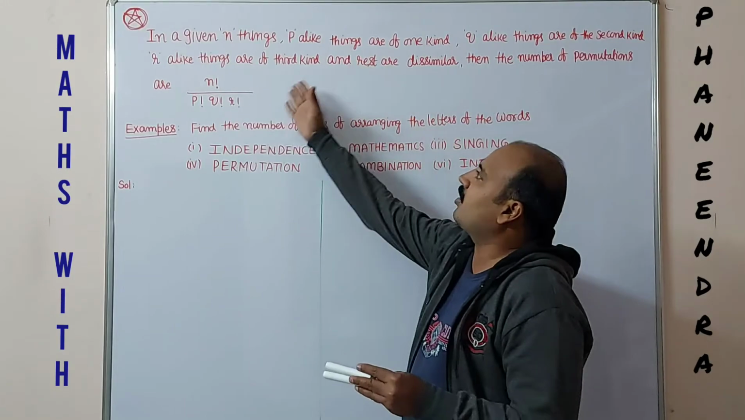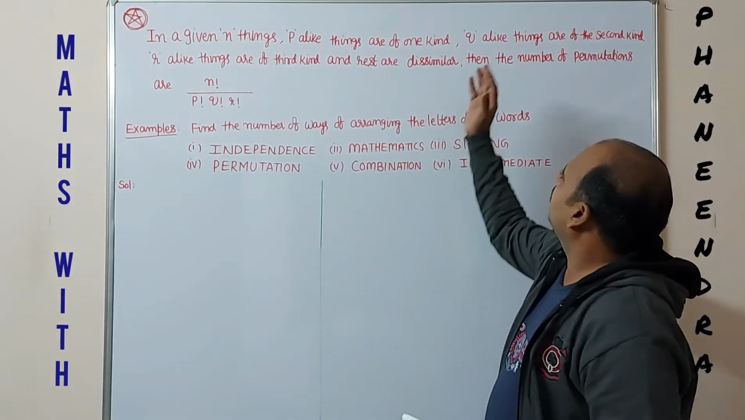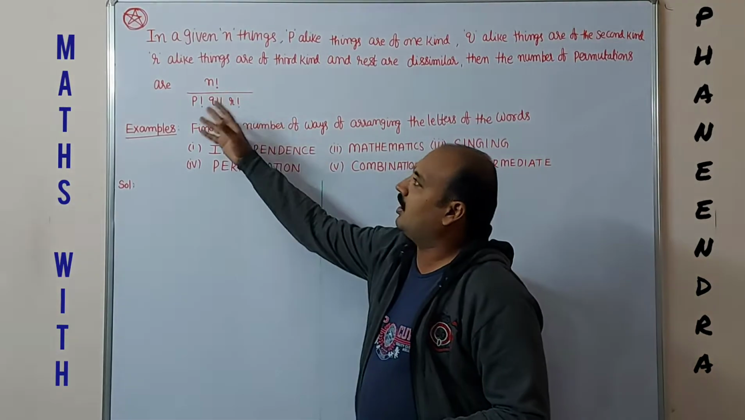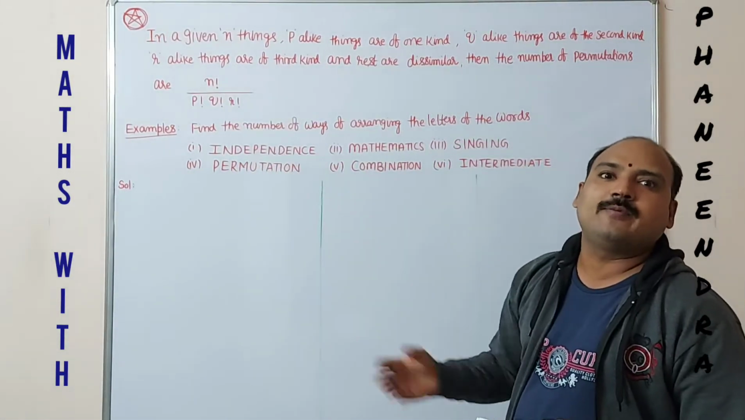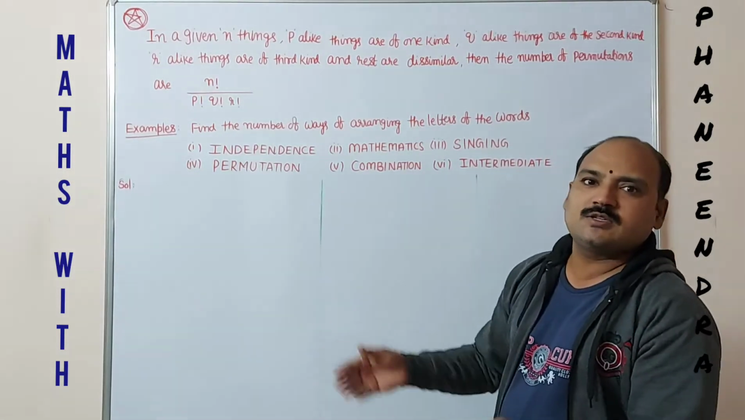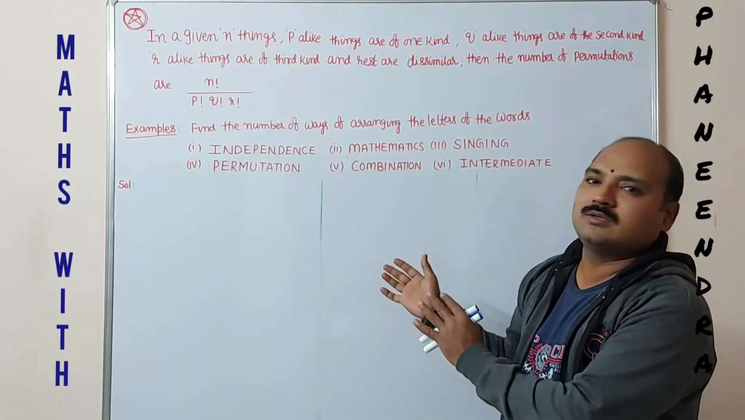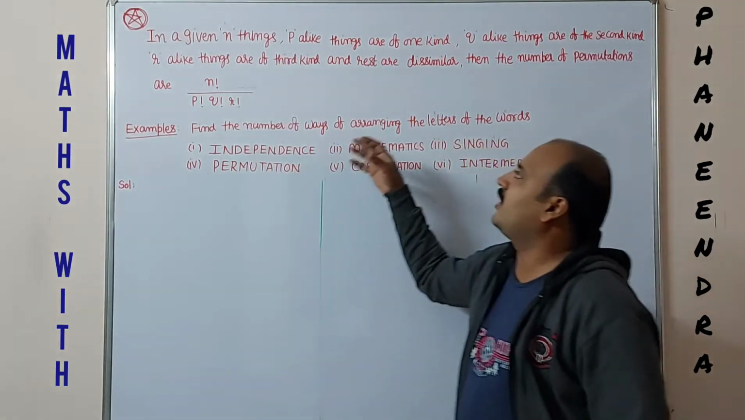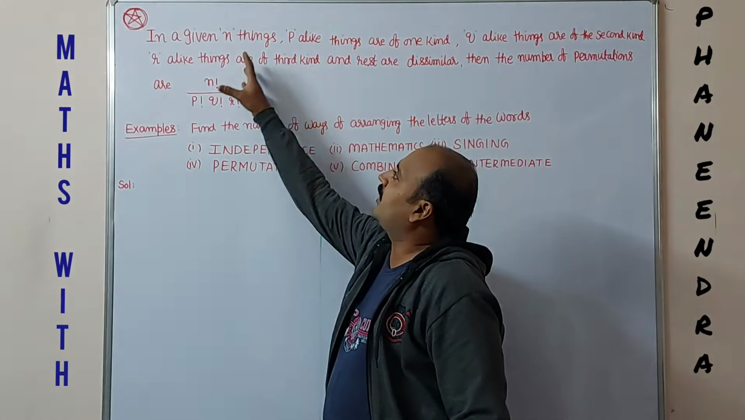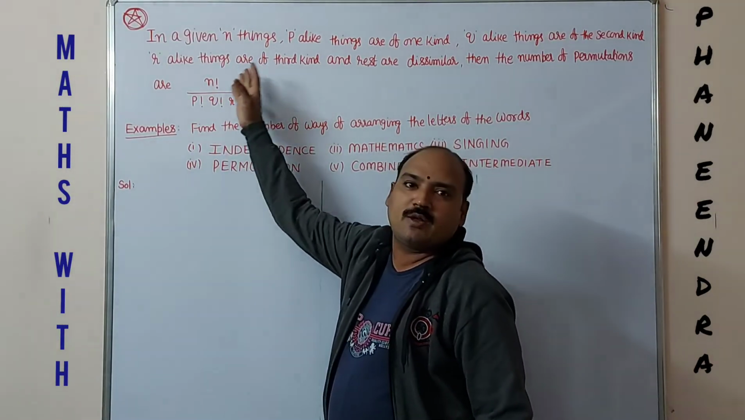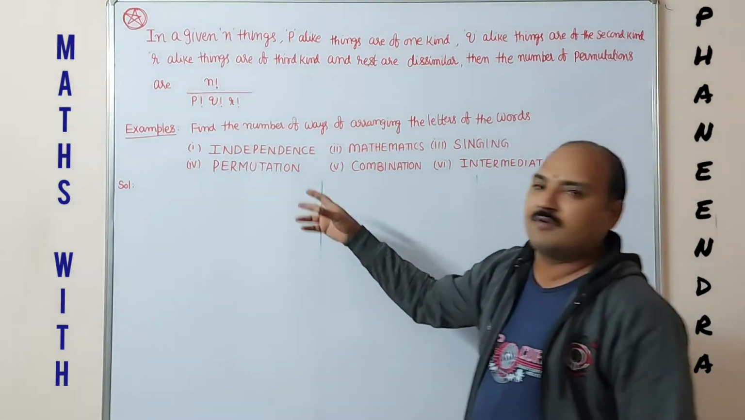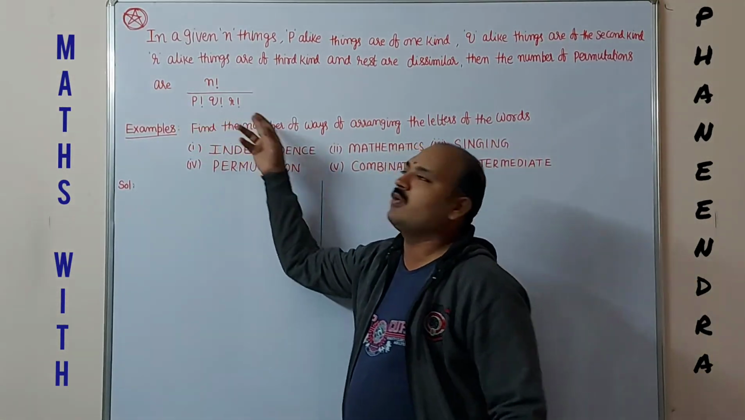Out of n things, p are alike, that is the first kind, q are alike, which are the second kind, and r alike things which are the third kind. Suppose fourth and fifth kinds are also there, we can write them. Otherwise, the rest are dissimilar. So the number of arrangements we can get from n things is n factorial, the total number of things, divided by the factorials of whichever things are alike, of the different kinds.